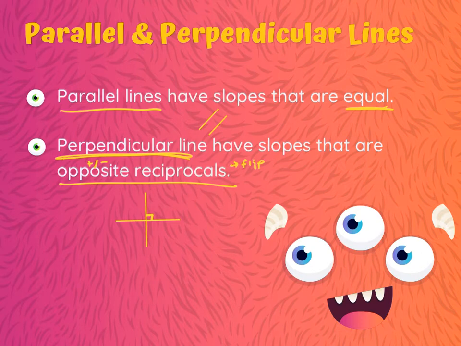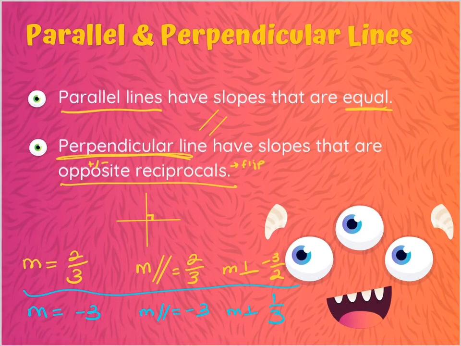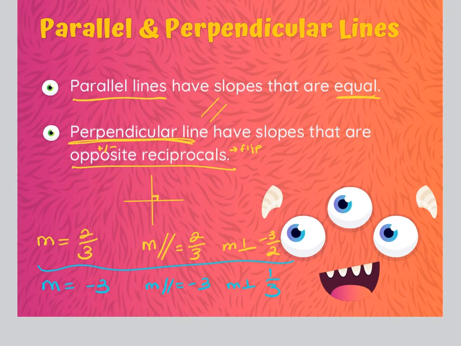So if I told you the slope of a line is 2/3, what's the slope of a line that's parallel to it? 2/3. What's the slope of a line that's perpendicular to it? -3/2. Flip it and change your sign. If I told you the slope of a line was -3, what's the slope of a line that's parallel to it? -3. What's the slope of a line that's perpendicular to it? +1/3. Good. So it's the opposite reciprocal. Change the sign and flip it.